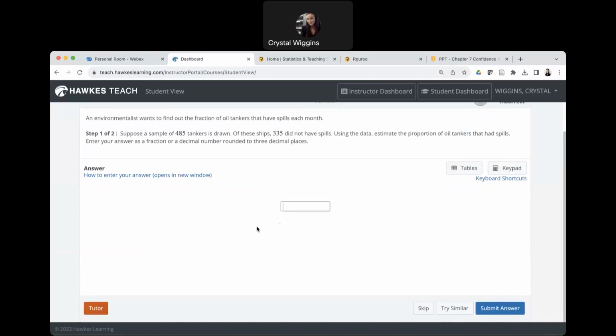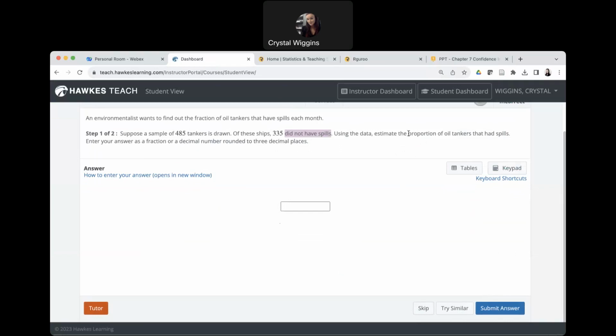So an environmentalist wants to find out the fraction or proportion of oil tankers that have spilled each month. First step, suppose we have a sample of 485. Okay. And of these ships, 335 did not have spills. Okay, so we have 335 no spills.